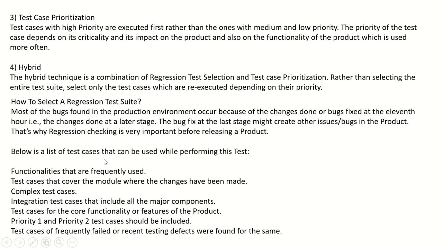So below is a list of test cases that can be used for performing this test. Functionalities that are frequently used, and test cases that cover the module where the changes have been made. Complex test cases, and integration test cases that include all the major components. Test cases for the core functionality or features of the product. Priority 1 and priority 2 test cases should be included. Test cases of frequently failed functionality, or recent testing defects found for the same.